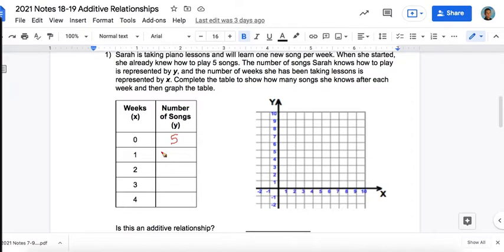Now, the number of songs, okay, she's going to learn one new song per week. So if she already knows 5, after 1 week, she's going to know 6. After 2 weeks, she's going to know 7. After 3 weeks, she's going to know 8. And after 4 weeks, she's going to know 9. Okay? And I have an X and a Y, so now I can graph. So I'm going to just put these together as an ordered pair. And remember, when we write ordered pairs, we put them in parentheses.